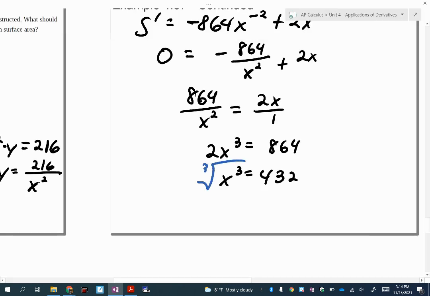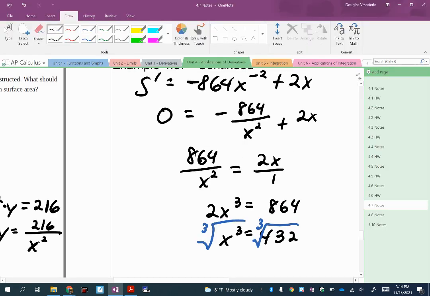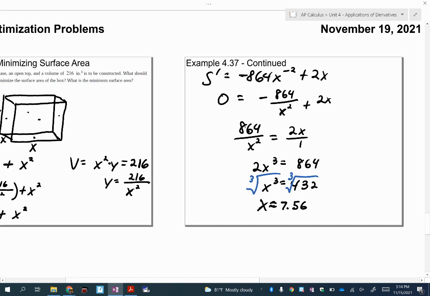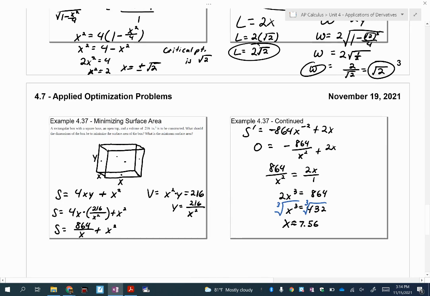The cube root of both sides will give me my value for X. So X is, let's see, what is the cube root of 432? The cube root of 432 is approximately 7.56. Okay, so this is what I should use for X to minimize our surface area.